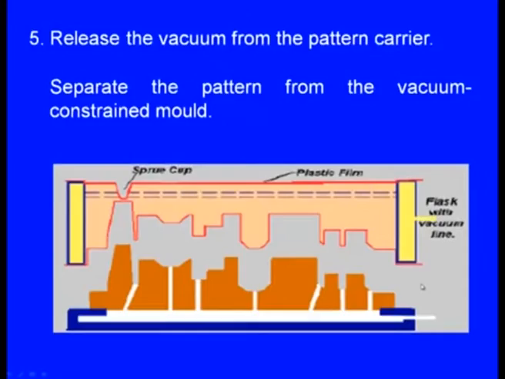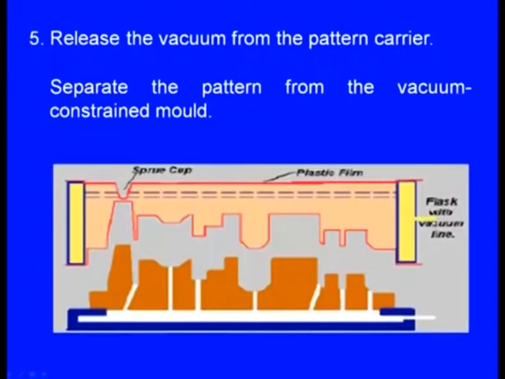Now, here remember we are using two vacuums at two places. One is at the molding box, one is at the pattern. This molding box vacuum will be continued for some more time, but the vacuum which we have applied to the pattern will be withdrawn, will be released here. Then what will happen? It will be detached from the sand mold.